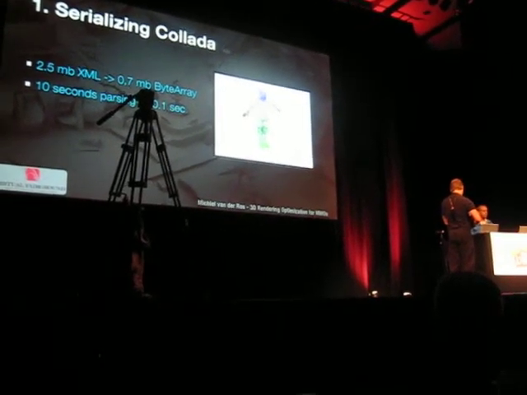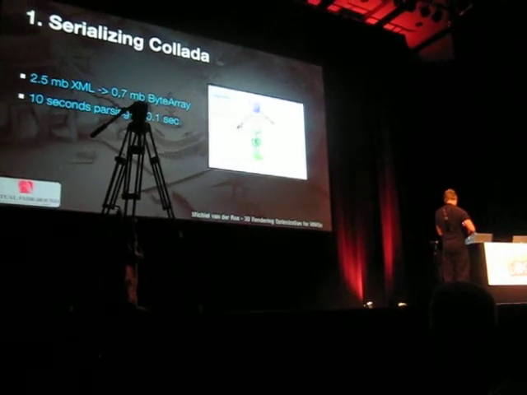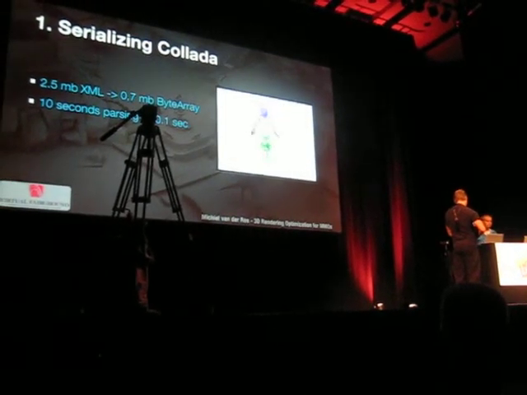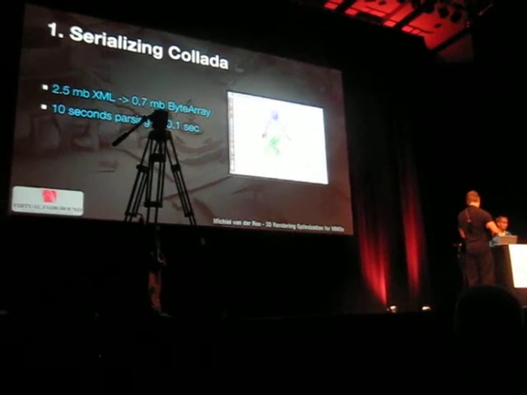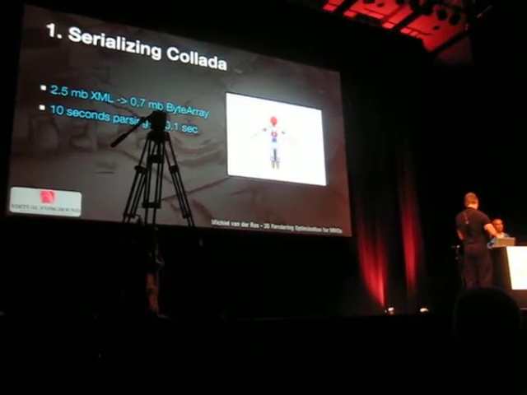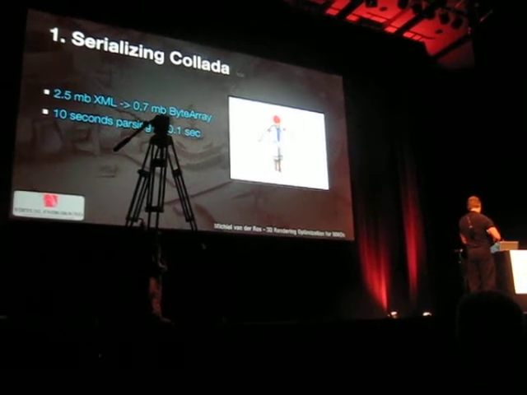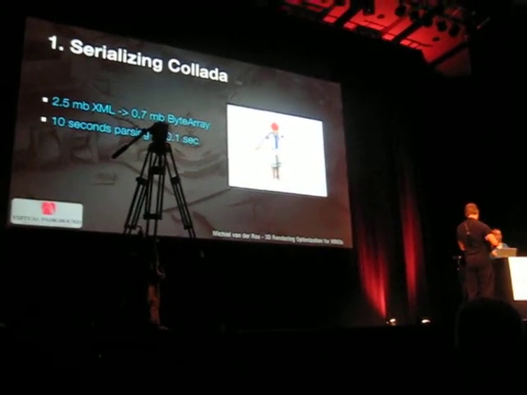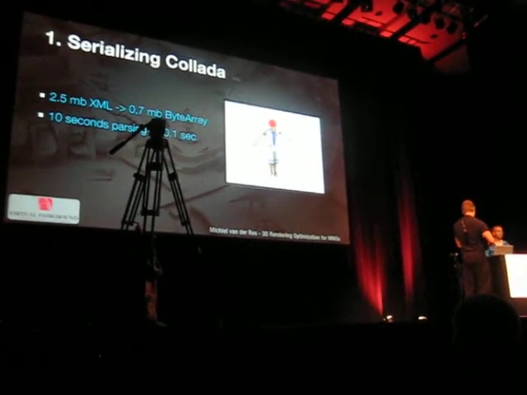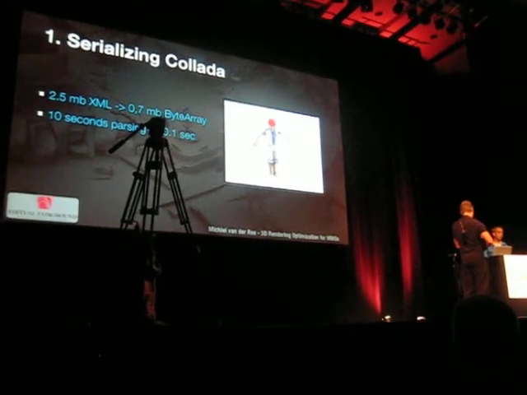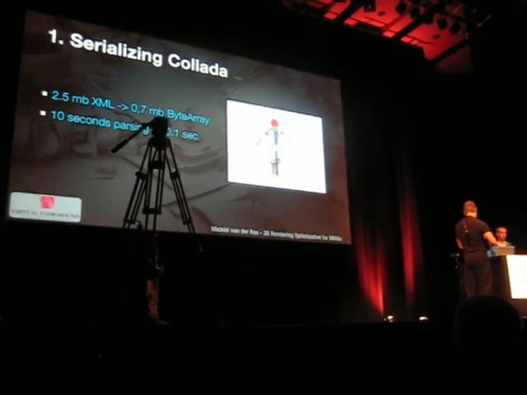Our first one is serializing Collada. Our 3D artists make their models in Maya, and they export an XML file of 2.5 megabytes, but that takes 10 seconds to parse. So what we do is after the parsing, we take a snapshot of the memory, which is a byte array. We save that out, and the next time we load it, it's not only 3 times smaller, but it's also 100 times faster because it doesn't have to be parsed anymore.